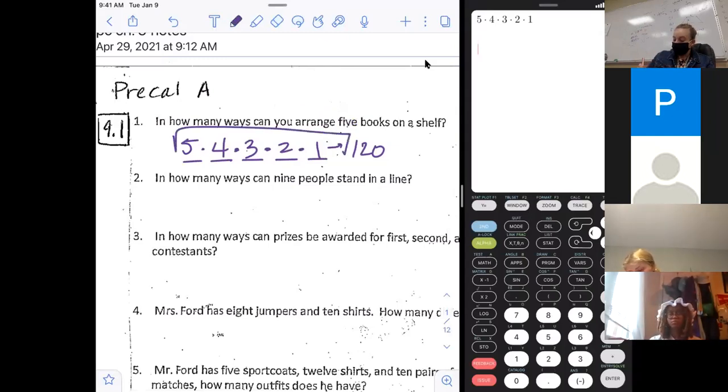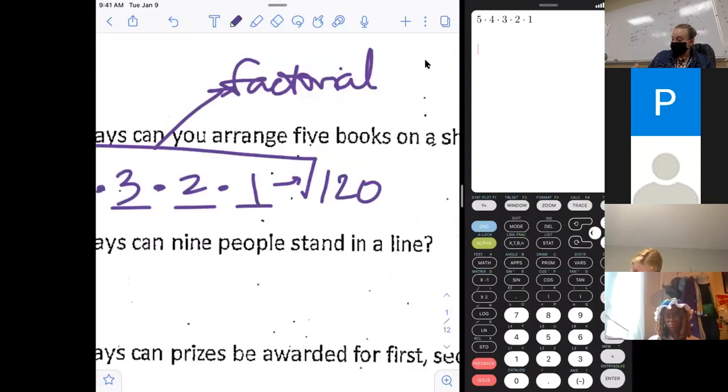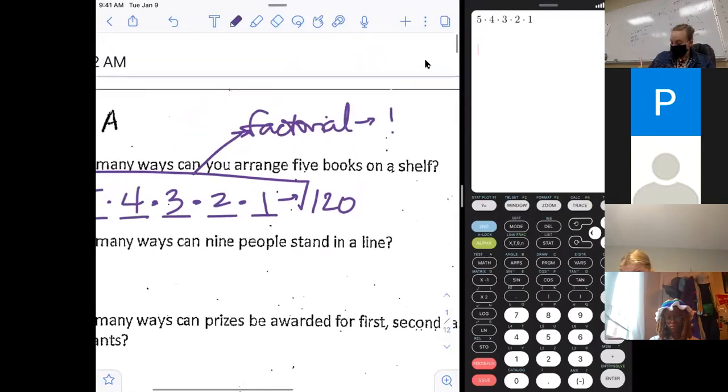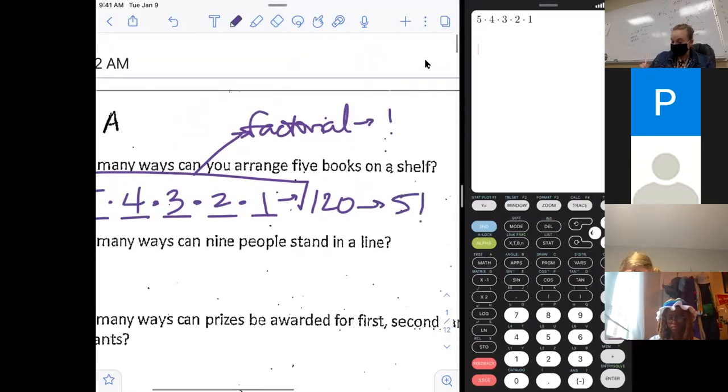When you do something like this, a number and then times every number below it, we're going to call that a factorial. This is called a factorial. So I'm doing 5 times 4 times 3 times 2 times 1. You represent that with an exclamation point. So 5 factorial is the same thing as 5 times 4 times 3 times 2 times 1. And I'm going to prove that it's the same thing as 120 when I put it in my calculator.